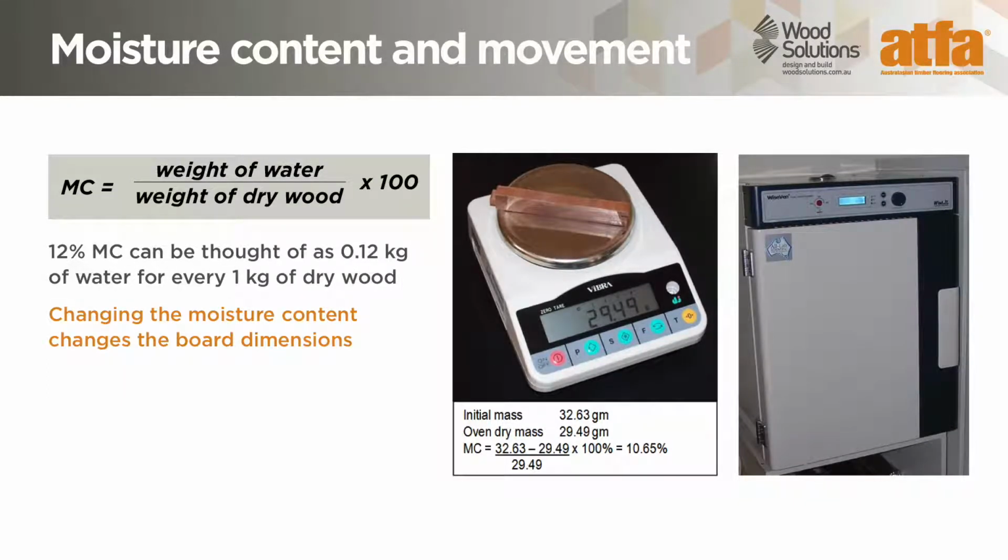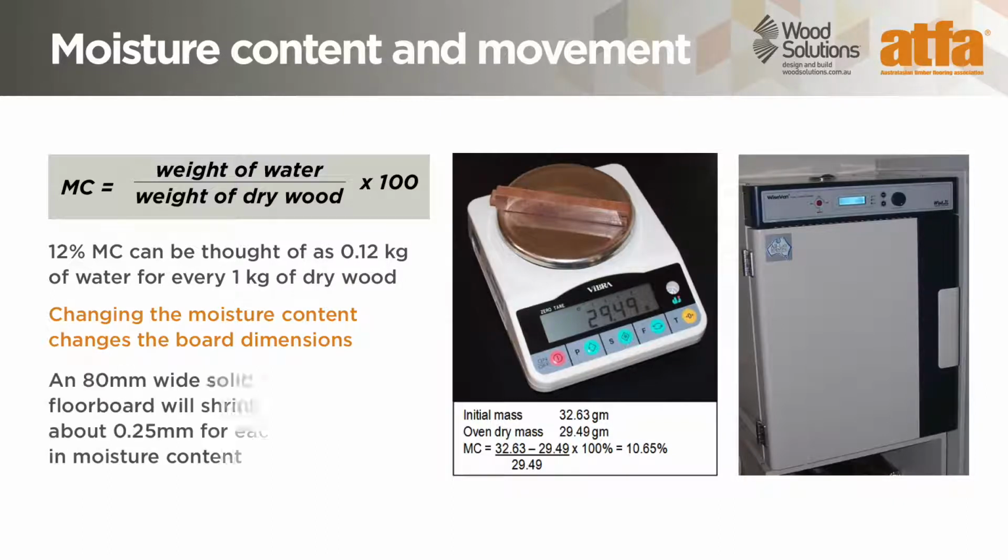To visualise the moisture content, we can equate a 12% moisture content of a piece of timber to 0.12 kilograms of water per 1 kilogram wood. For an 80 millimetre wide timber board, a moisture content change of 1% will generally result in about 0.25 millimetres of expansion or shrinkage. This puts into perspective the magnitude of the shifts a timber board can experience through changes in humidity. We will go into more depth about measuring moisture content in another module, assessing timber and concrete moisture.